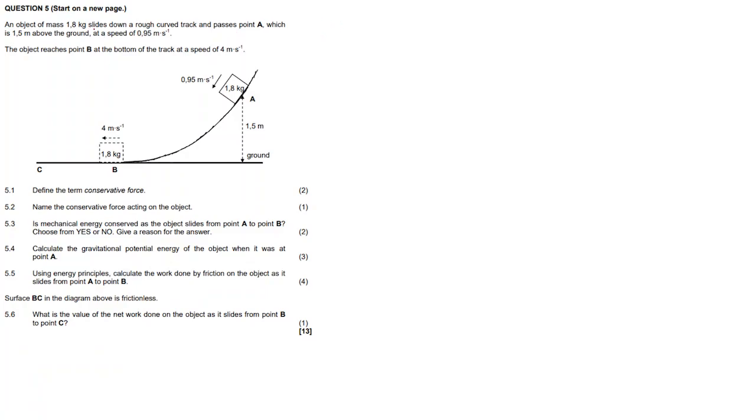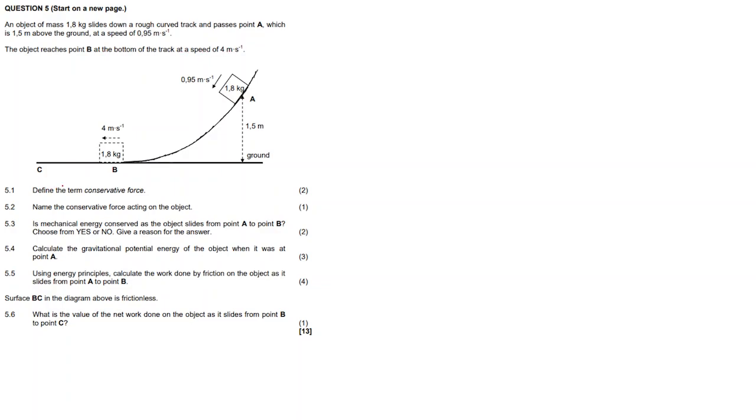An object of mass 1.8 kg slides down a rough curved track and passes point A, which is 1.5 meters above the ground, at a speed of 0.95 meters per second. The object reaches point B at the bottom of the track at a speed of 4 meters per second.